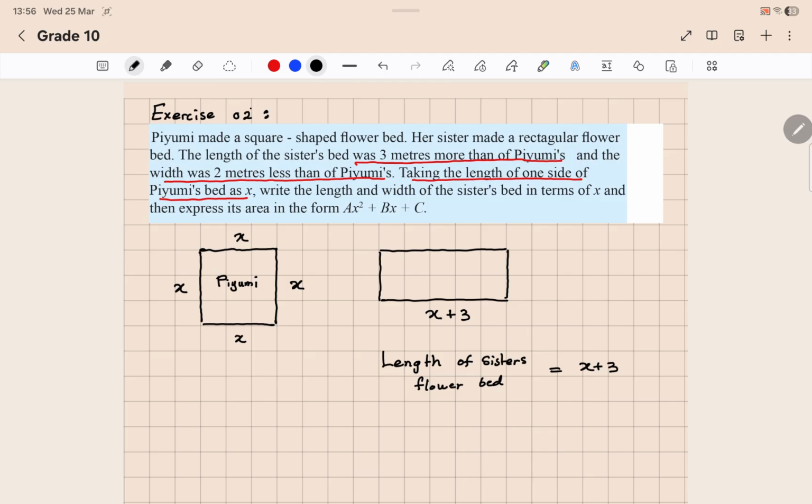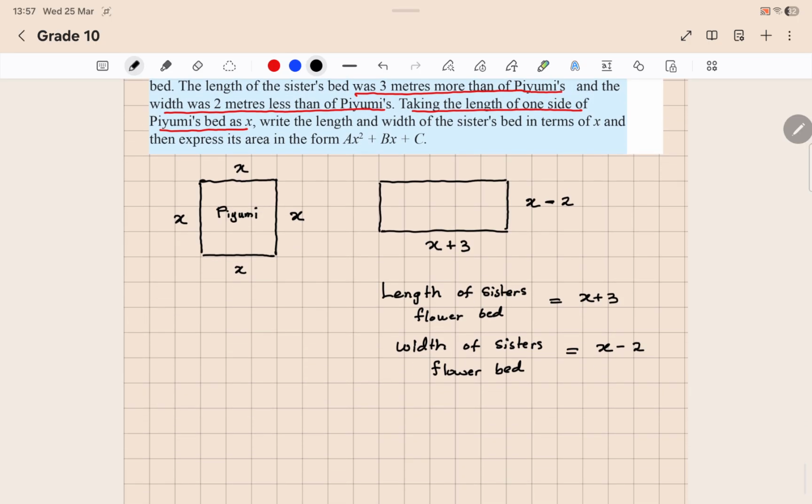And the width was 2 meters less than Pumi's. Pumi's width is x, no? Because length and width are the same for a square. 2 meters less than x. So that means x minus 2 is the width. Width of sister's flower bed is x minus 2. So you have to create expressions.